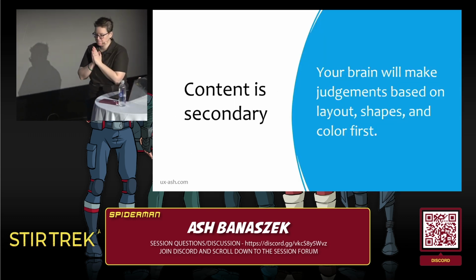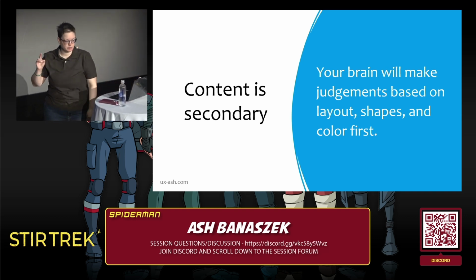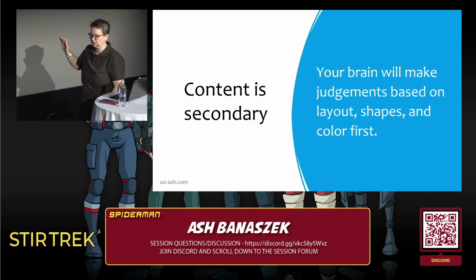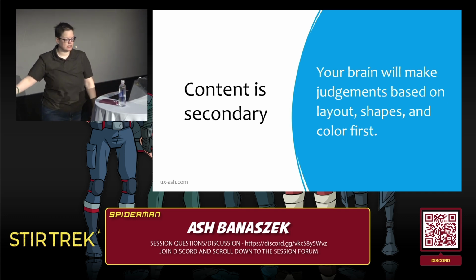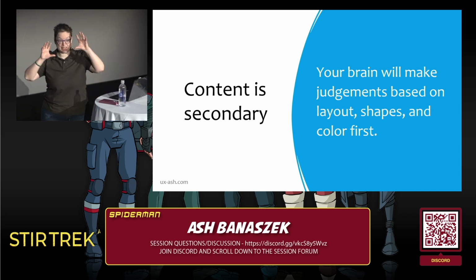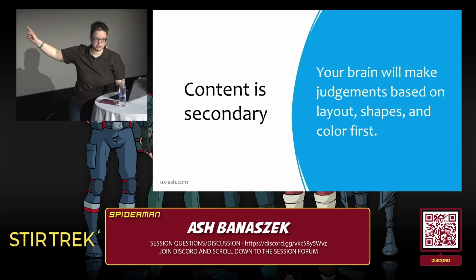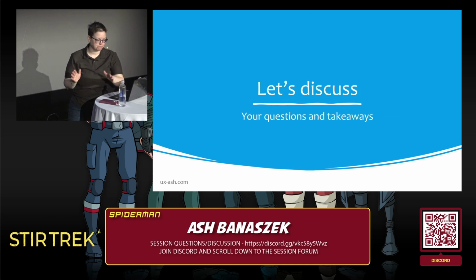To wrap it up, when it comes to your eye, content is secondary. Your brain makes judgments based on layouts, shapes, and colors first. I don't like being photographed in front of this slide because as a UXer, content and context is the main thing for me. But when it comes to how your brain is first perceiving that information visually, it's all these other things first. So just keep that in mind.